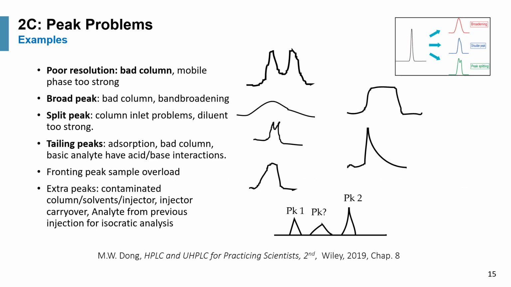A peak problem could be manifested in many different ways, and I show you a list of some of the most common causes. We have poor resolution, most likely a bad column; broad peak, also column related. So the column is the main culprit. Split peak: column inlet problem, or the diluent being too strong. Tailing peak could be adsorption or silanophilic activity with a basic analyte. Could also be a bad column. Fronting peaks are generally related to sample overload. Extra peak could be contamination, could be analyte from a previous injection for isocratic analysis.